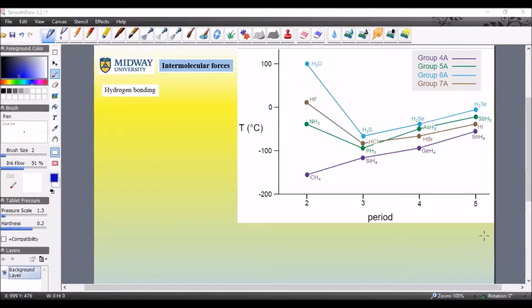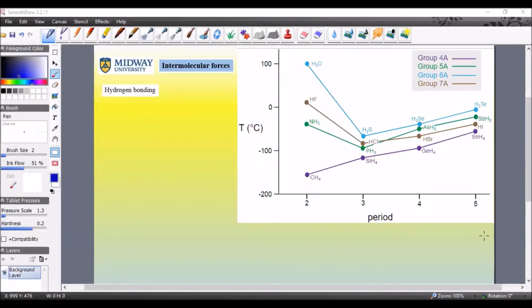Welcome back. We're going to finish our discussion on hydrogen bonding with this information. If you notice, you can see a graph on the screen. What they have done here is they have taken hydrogen and mixed it with all elements in each of the four columns in the periodic table, such as group 4, group 5, group 6, group 7. And then they determined the boiling point for each of those compounds, and then they drew a graph.